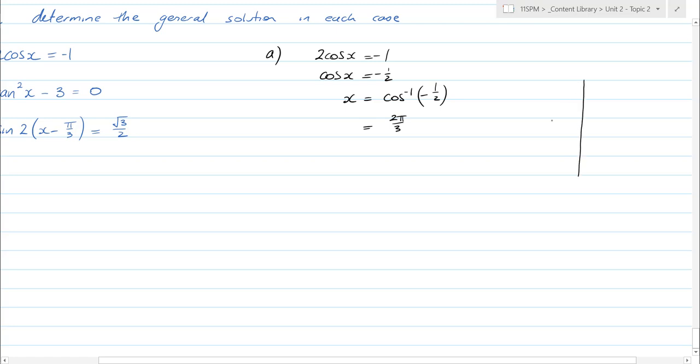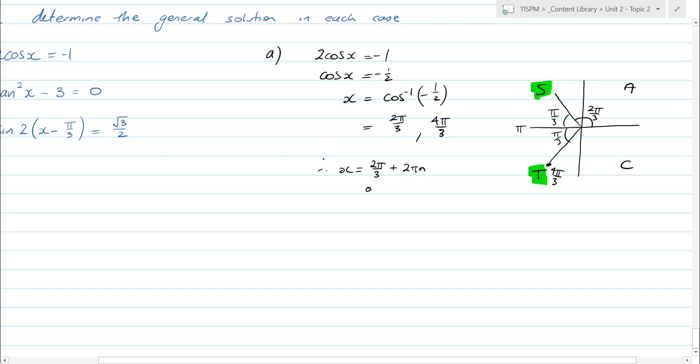If I go to my unit circle and do my CAST diagram, in this case it's given me the second quadrant. The other place where cos is negative is in the third quadrant. If I mark that in here, I get 2 pi on 3, which is that angle, and the other angle is there. This is pi on 3, which means that this is pi on 3. That's pi, and this is 4 pi on 3. So I get 2 pi on 3 or 4 pi on 3. For the generalised solution, all I need to do is find my first two solutions, and then x is equal to 2 pi on 3 plus 2 pi n, or 4 pi on 3 plus 2 pi n, where n is an integer.